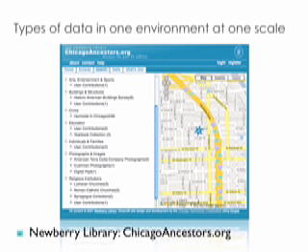The Newberry Library website, chicagoancestors.org, is an example of bringing in a lot of different types of information into one viewing environment at one scale, and then superimposing it on top of Google Maps. This is called a mashup. It's a very easy to use, user-friendly environment for the public to view lots of different types of data at the same time.